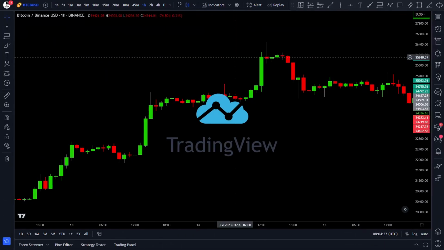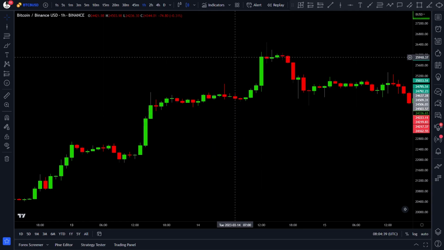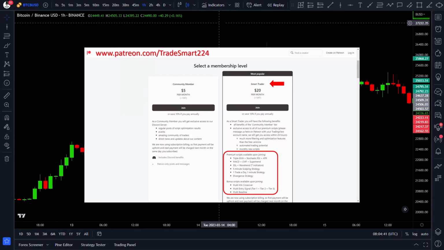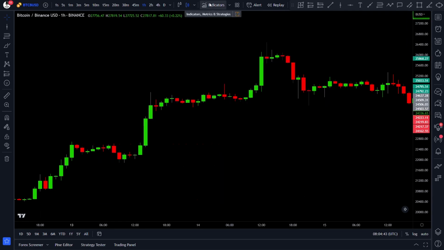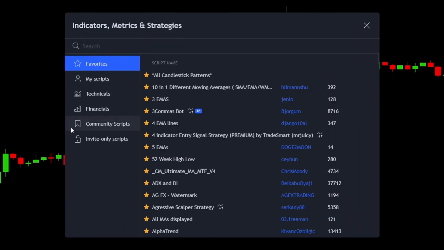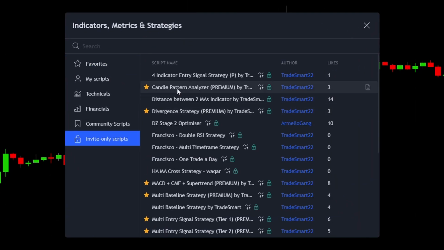First, let's open up TradingView. Then, if you are already a Smart Trader tier member on our Patreon, you can find the Candle Pattern Analyzer if you open up the Indicators tab and then the Invite Only section. Once you found it, add it to your chart.